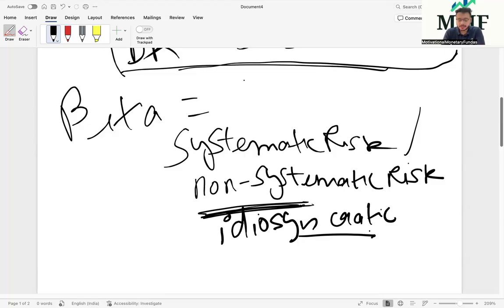So beta is majorly a proxy for systematic risk, right? Also, one more thing: systematic risk is also called relevant risk, and your non-systematic risk is also called irrelevant risk.